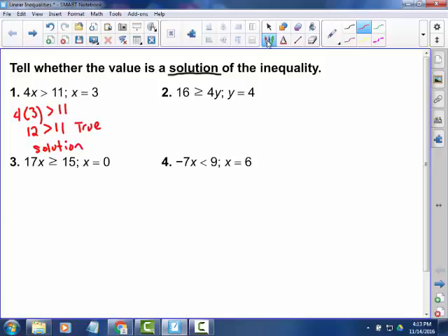Number 2, 16 is greater than or equal to 4y. Y equals 4, so we replace y with 4. And then we ask ourselves, is 16 greater than or equal to 4 times 4, which is 16? Well, 16 equals 16, so that is true. So it is a solution.